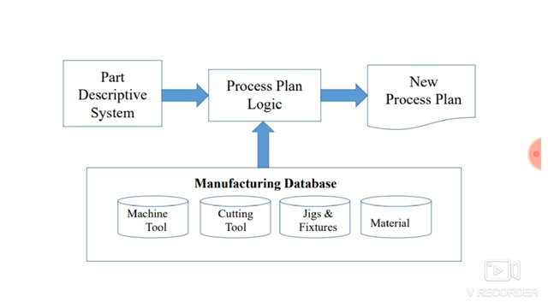So this diagram shows an architecture of generative process planning. It consists of a manufacturing database, which will have machine tool, cutting tool, jigs and fixture data, and material data. Then part descriptive data. So you have to describe the part to the system, in terms of its geometry. Then the software will give output in the form of a process plan, and a new process plan will be generated. So this is nothing but an architecture of generative process planning.